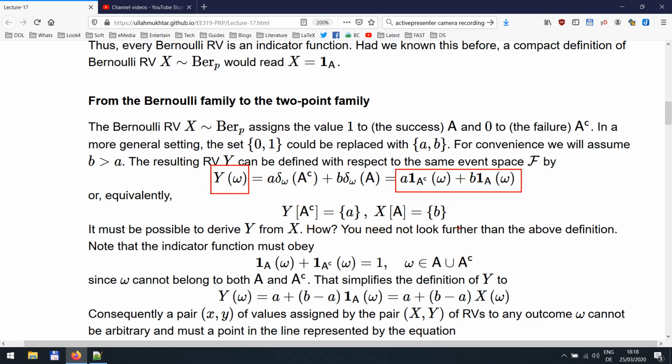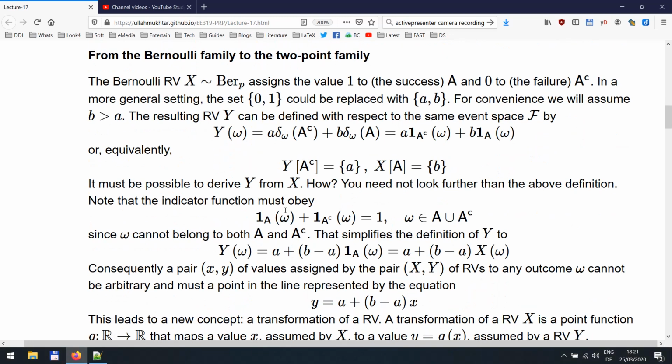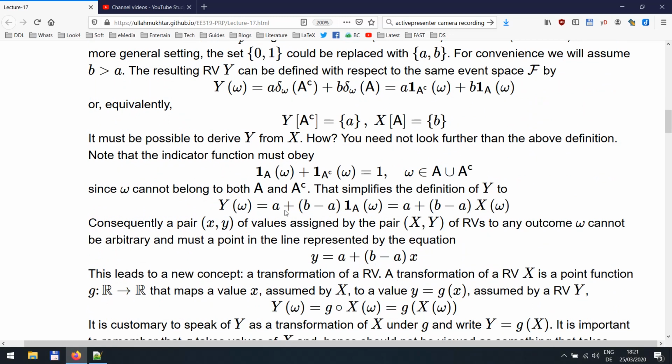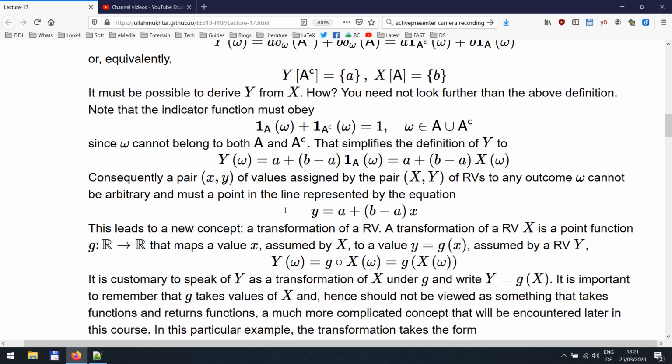Now we could follow the same procedure and we could come up with a probability distribution for Y and so on, but we don't want to do that. We know this random variable must be connected to the actual Bernoulli random variable X. So we must use that to derive its distribution. So it must be possible to derive the distribution of Y from the distribution of X.